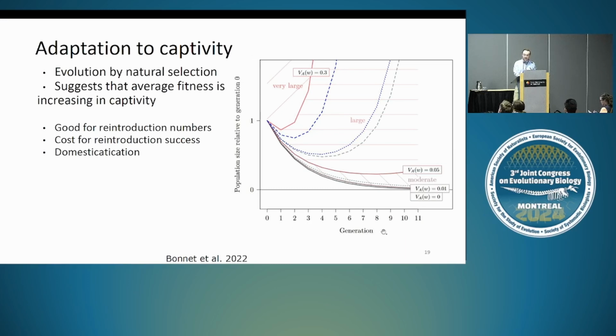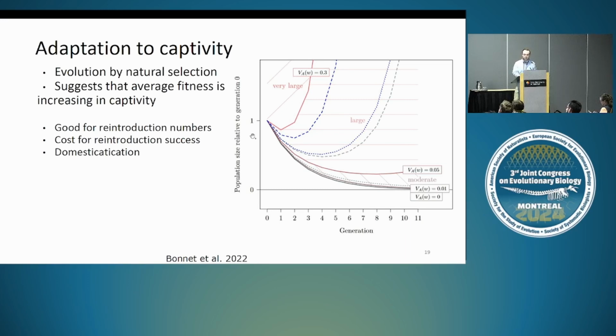We have on the x-axis the number of generations in the population, and for each of these lines we have a different additive genetic variance of fitness for that particular population. And what they imagined is if you have some sort of environment that reduces fitness in the first generation, for these different additive genetic variances in fitness, how quickly does your population rebound for this particular value?